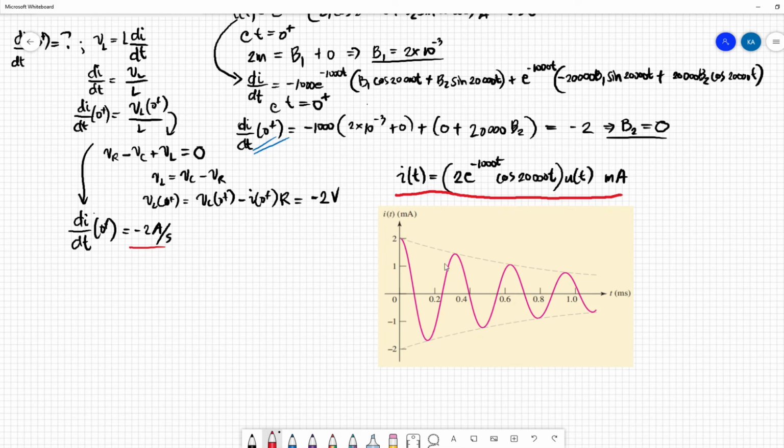Now this figure shows the graph of i(t). The graph shows a sinusoidal wave with decaying amplitude because of this factor e to the negative 1000t.